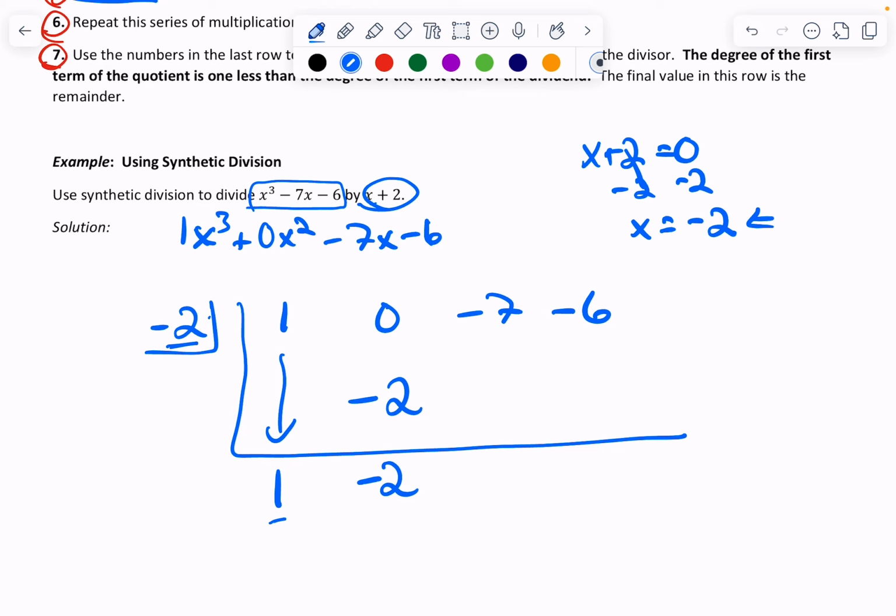Again, we're going to take this -2 and multiply it by -2, which is 4, and that goes here. We're going to add -7 plus 4, which is -3. We're again multiplying -3 times -2, which is a +6, and we are adding -6 plus 6, which is 0. So this means that we have no remainder.